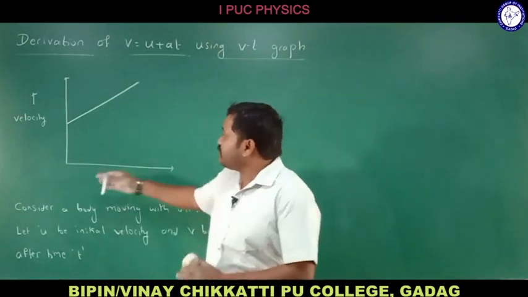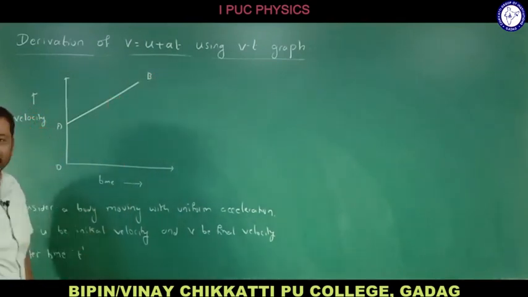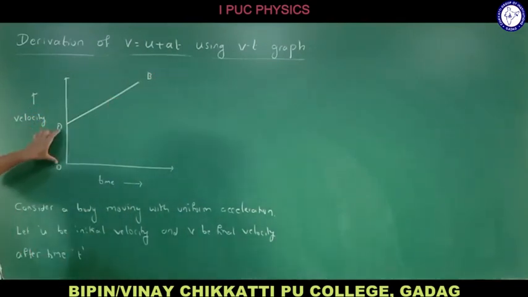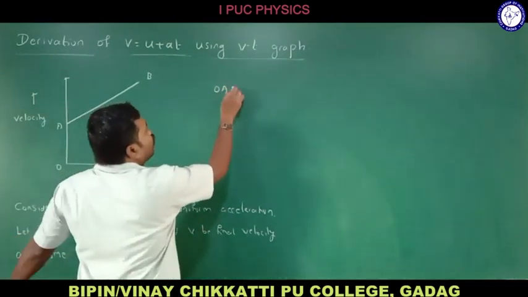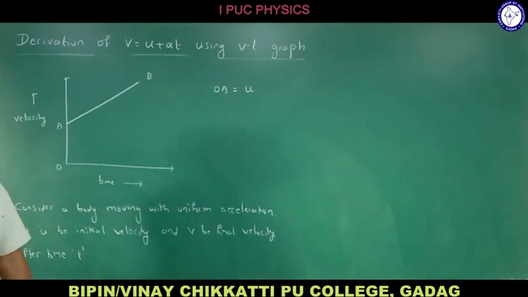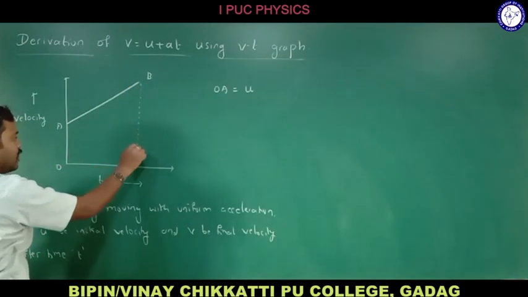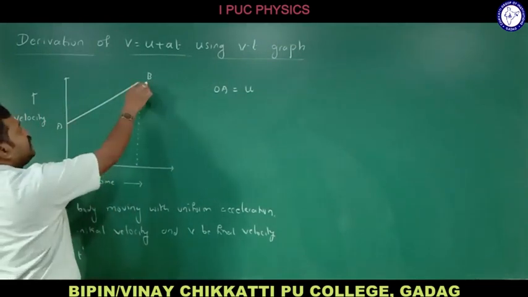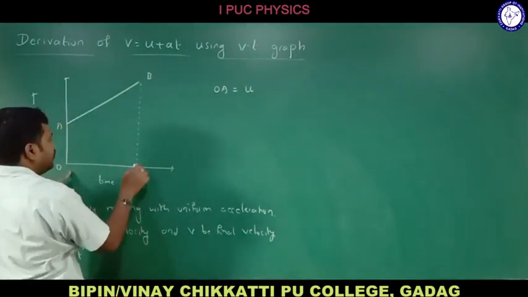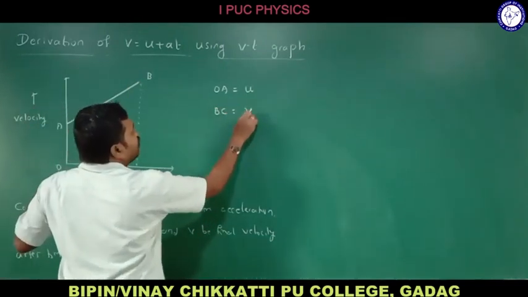This is velocity. Let me call this point O, this A, and this B. The body begins to move from here, so OA is the initial velocity and we denote it by u. This is the final velocity. After time t, the velocity increases to the final velocity. Let me call this point C. BC is the final velocity, let me call it v.